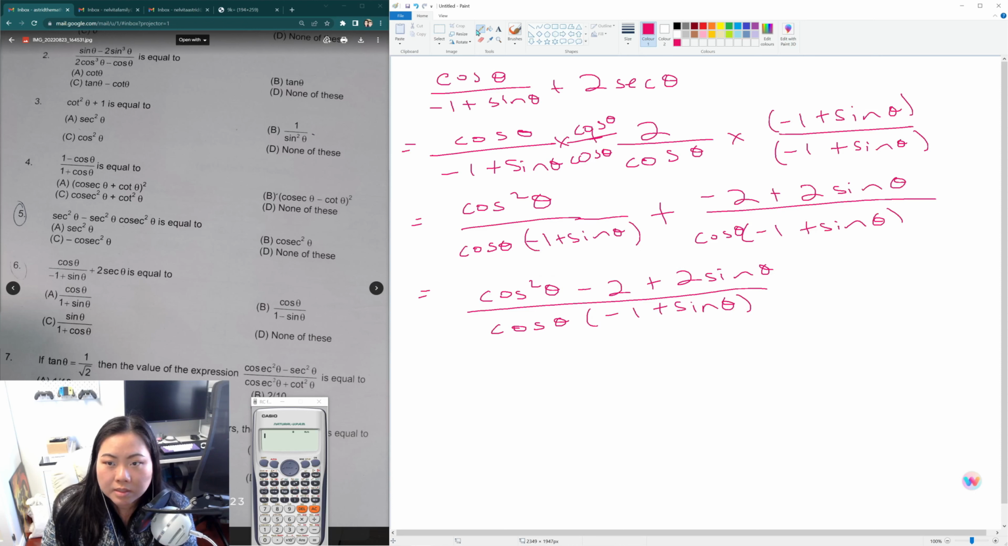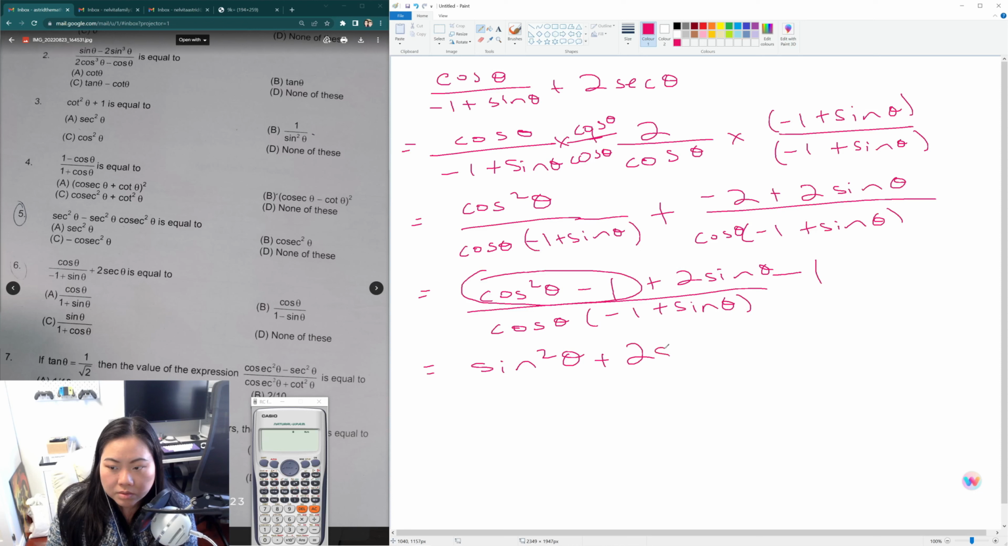Instead of it being minus 2, I'm going to make it minus 1 over here, and then minus another one over there. I'm just splitting up the minus 2. So again, together they'll still be minus 2, but I'm splitting them up. But now I can change this to become sine squared theta plus 2 sine theta minus 1 over cos theta minus 1 plus sine theta.